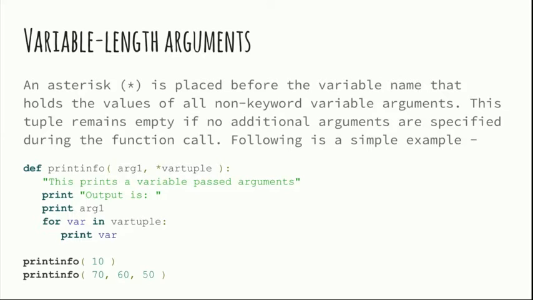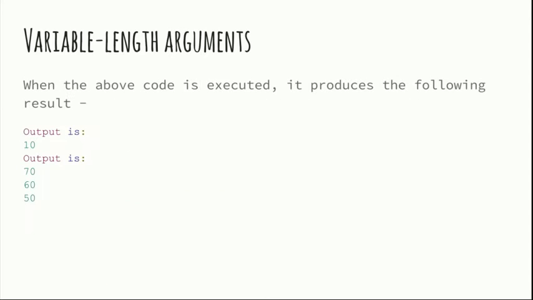Following is a simple example: def printinfo(arg1, *vartuple): this prints a variable passed arguments. Print output is, print arg1, for var in vartuple: print var. printinfo(10), printinfo(70, 60, 50). When the above code is executed, it produces the following result: output is 10 and the output is 70, 60, 50.